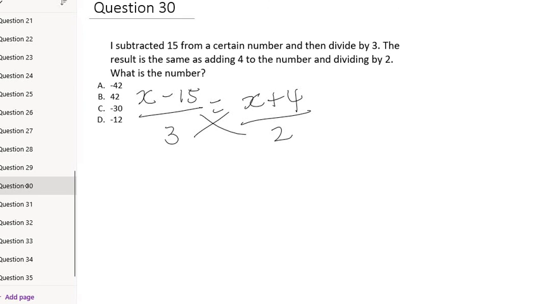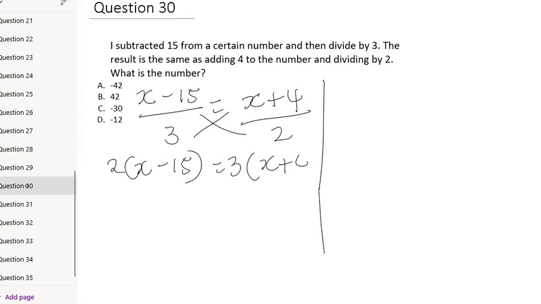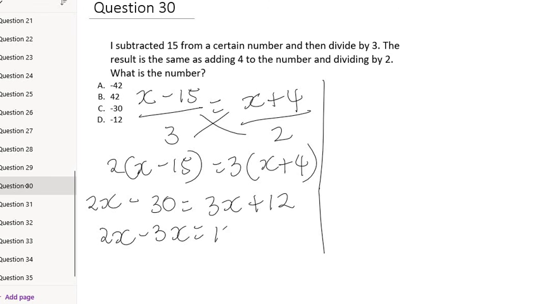Cross multiply. This will give me 2 bracket x minus 15 close bracket equals 3 bracket x plus 4 close bracket. 2 times x, 2x, minus 2 times 15, 30, equals 3 times x, 3x, plus 3 times 4, 12. Collect like terms. Bring 3x here. We have 2x, 3x changes to minus 3x, equals 12. Bring 30 here, plus 30. 2x minus 3x will give me minus 1x equals 12 plus 30, which will give me 42.